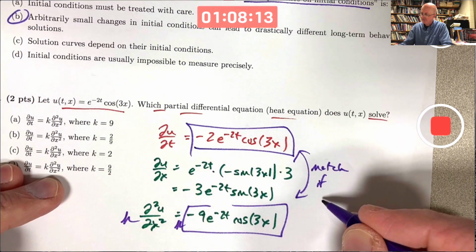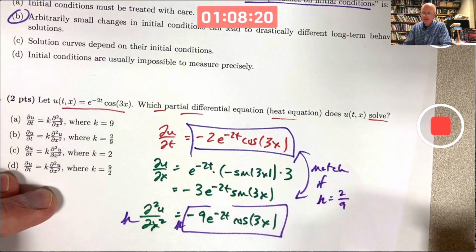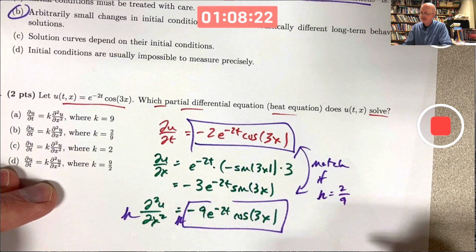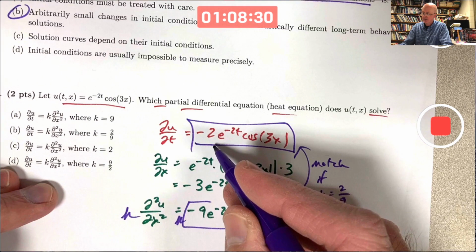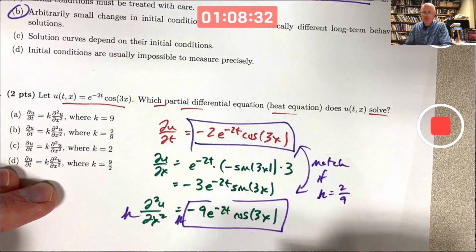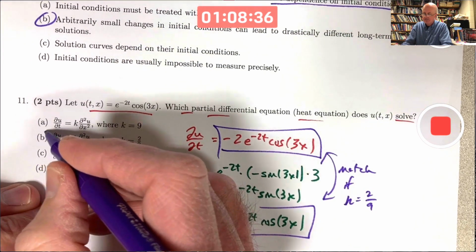In other words, k is 2 ninths. Right? 2 ninths times -9. The 9's will cancel, giving you -2. Matches the -2 there. The e to the -2t and the cos 3x both match already. So if I've not made a mistake, it looks like the answer is B.